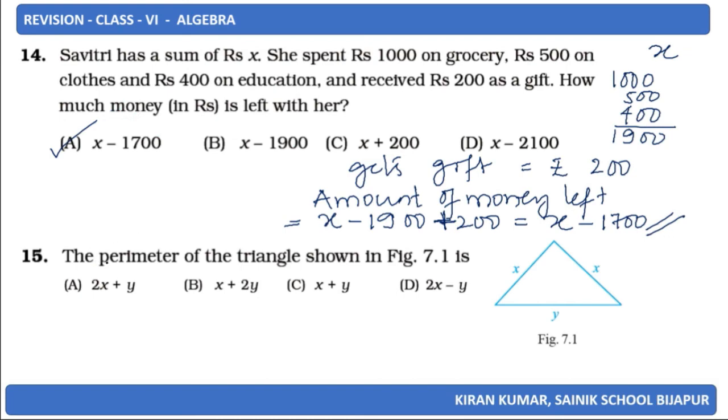The 15th one. The perimeter of the triangle shown in figure 7.1 is. In figure 7.1, the perimeter is x added to x plus y, which is 2 times x plus y. So the right answer is option A, 2x plus y.